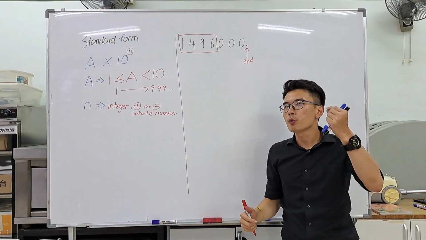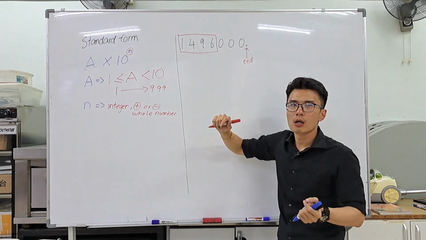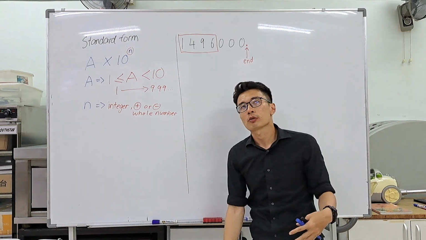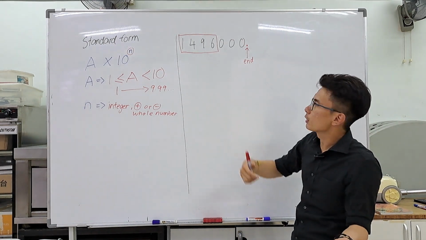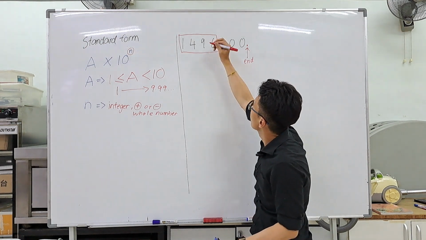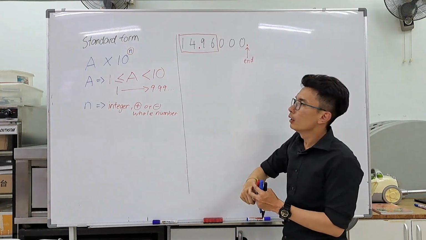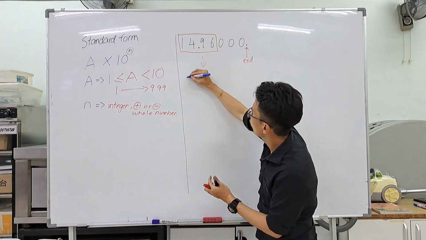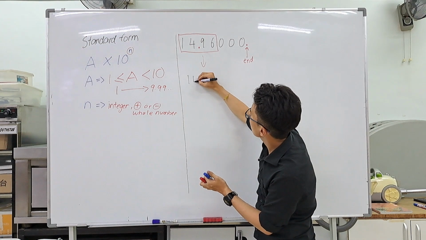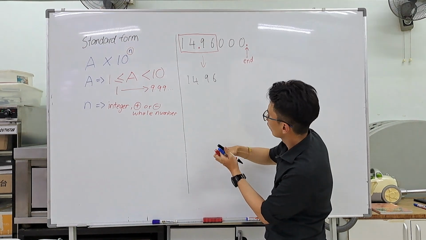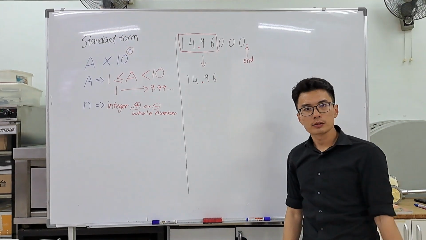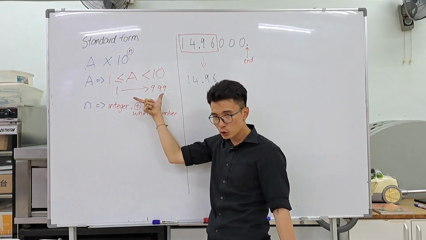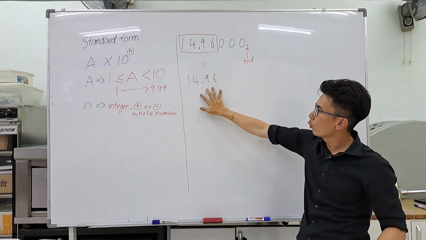Now, I am going to put a decimal point over here. But where should I put it? Let's do some trial and error to understand this better. Let's say this is the first time you're doing this, and I'm just going to put my decimal point here. Now let's see what we get. Let's take this down, and we will get 14.96. Now, remember the condition that A must satisfy? It must be within this range.